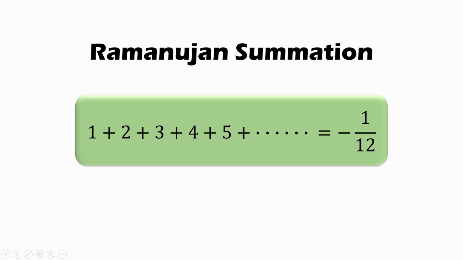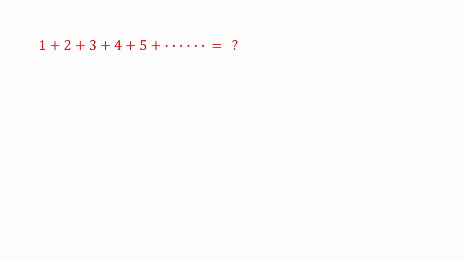Today we're going to talk about something absolutely fascinating, the famous Ramanujan summation. Now tell me, what do you think happens if we add all the integers from 1 to infinity, 1 plus 2 plus 3 plus 4 plus 5 and so on? It seems infinite, right? But here's the mind-blowing part.